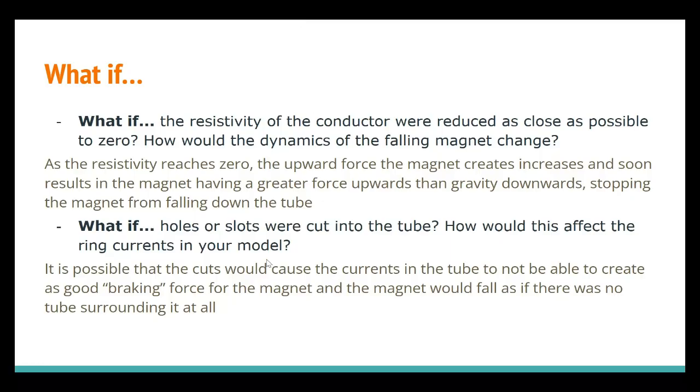And then what if holes or slots were cut into the tube? How would it affect the ring's current in your model? It is possible that the cuts would cause the currents in the tube to not be able to create as good a braking force for the magnet, and the magnet would fall as if there was no tube surrounding it at all, because cutting holes stops the current from actually being created between the magnet and the tube. So it's just like falling in free space.